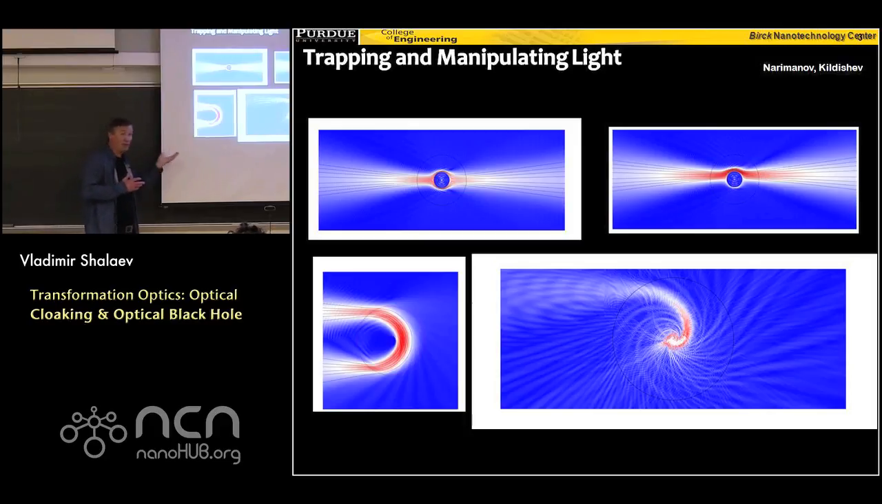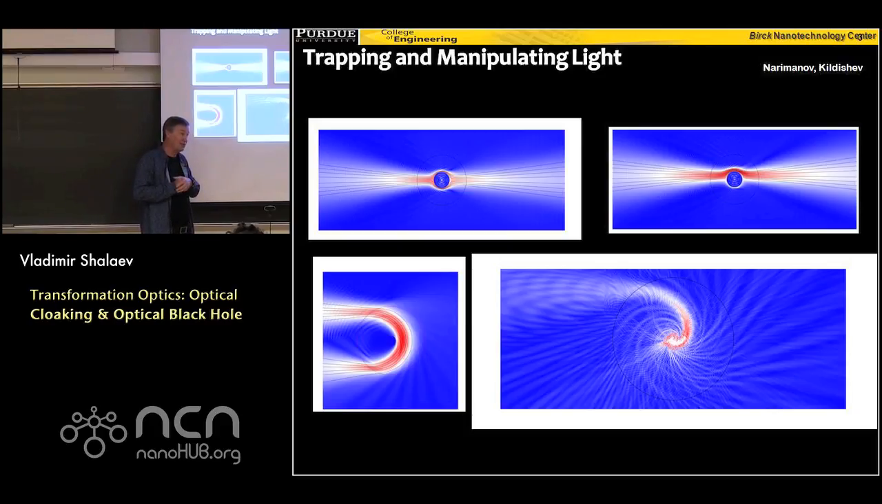Of course, every time you have to solve a problem, what exactly the distribution of epsilon mu should be so that the light would propagate in such a way, and what specific materials to choose to realize this distribution. But in principle, at least it's all doable, and that's what you could do with light by engineering the space, by creating the right distribution of epsilon mu.